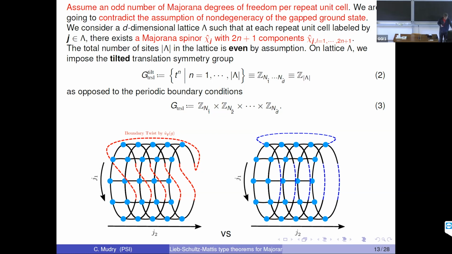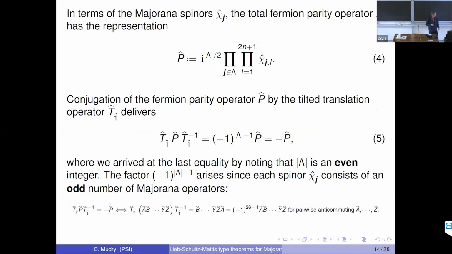So I will establish a result for Hamiltonians that have a symmetry under tilted translation. Then I will have to argue why the result that I prove for those types of Hamiltonians is relevant to the conventional Hamiltonian obeying periodic boundary conditions. And this step is not rigorous. But if I have this translation symmetry group, everything is rigorous.